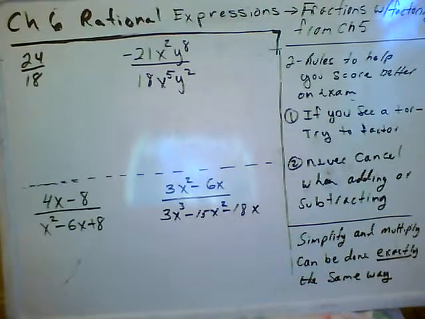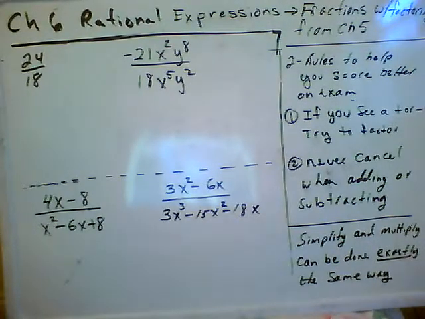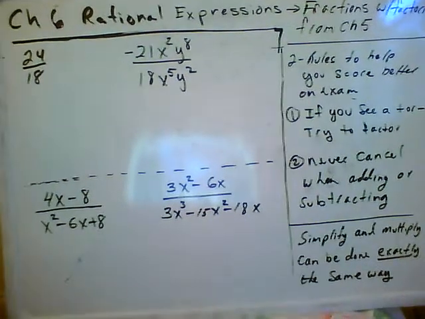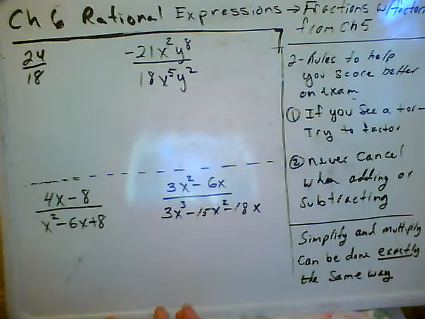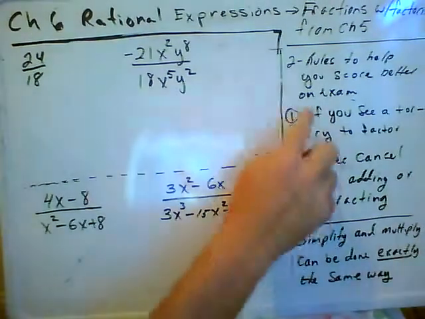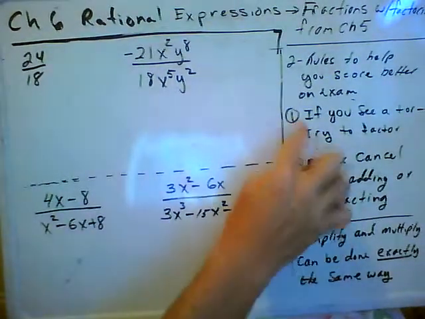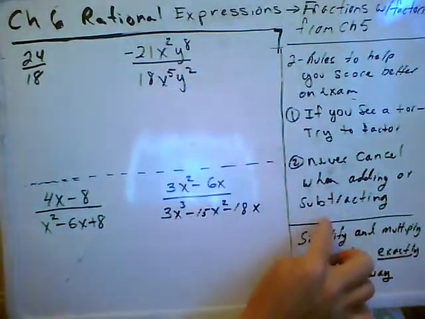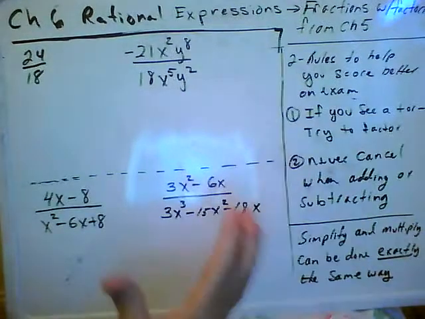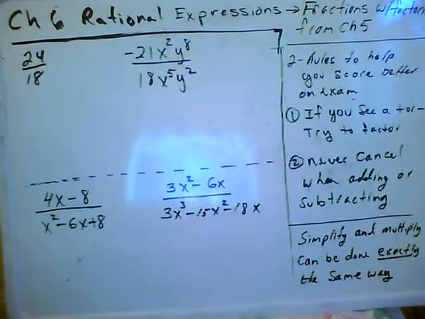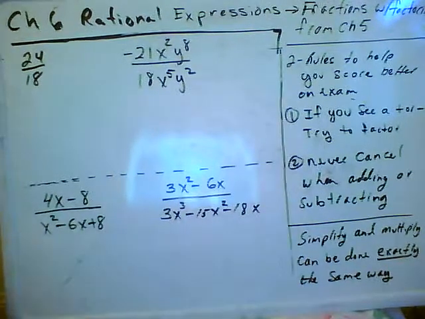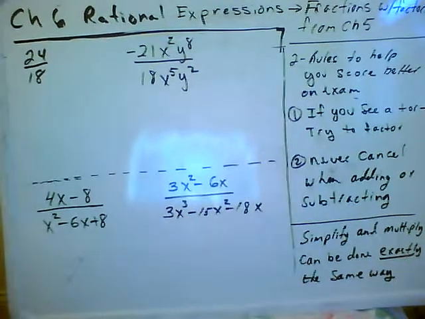And Chapter 6 is really the toughest chapter in the entire book. So I'm going to put some videos on here to try to help you. The first thing, the two rules that are going to be the most important to help you make sure that you can get in the A or B range are these two right here. If you see a plus or minus, try to factor, and never cancel when adding or subtracting. And I'll be talking about those as I go through each one of these videos. I would definitely pause this and write that down. If you can follow those two rules, you've got a much better chance of doing well.